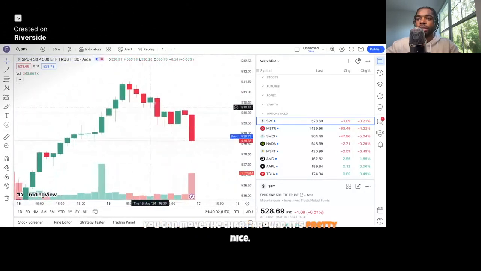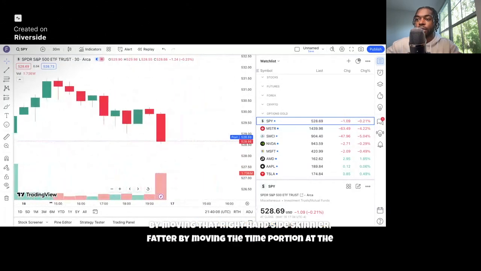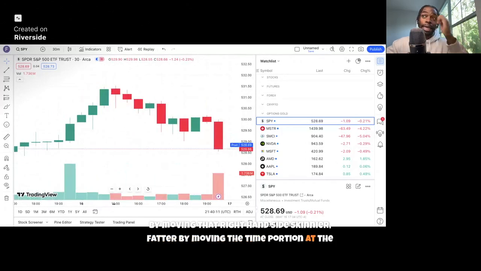You can move the chart around. It's pretty nice. Make it bigger, smaller by moving that right hand side. Skinnier, fatter by moving the time portion at the bottom.